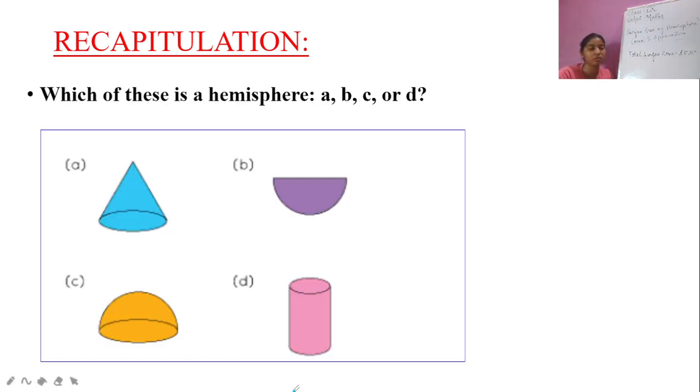Now students, you have to choose which of these is a hemisphere. Is it A, B, C or D? Write down your answer in the comment box. Yes students, very good. C is the correct answer, right? Because this is a cone, this is a semicircle, this is a cylinder. So C is the correct answer for a hemisphere.